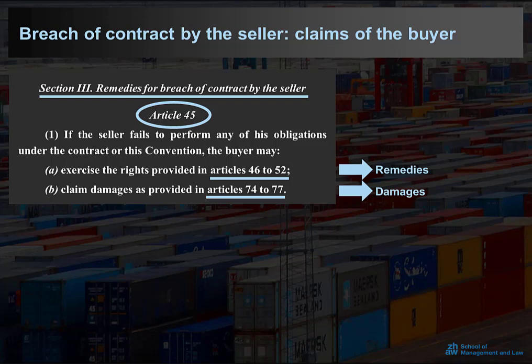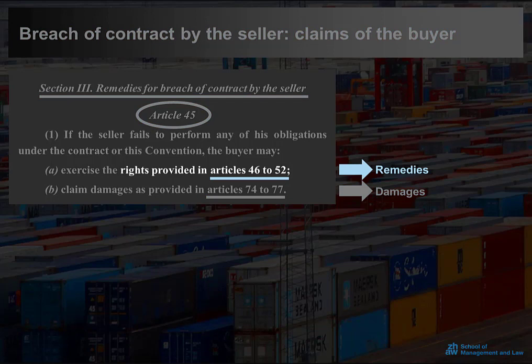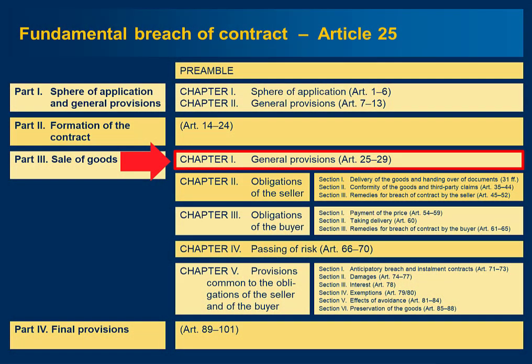In what follows, I would like to focus on those remedies, on those specific rights provided in Articles 46 to 52. In that context, an important article from Chapter 1, General Provisions of Part 3 of the CISG, is to be taken into account as well. This is Article 25 that offers a definition for what the CISG calls a fundamental breach of contract. This notion plays an important role within the system of remedies because some of those remedies are restricted to cases of a fundamental breach of contract.